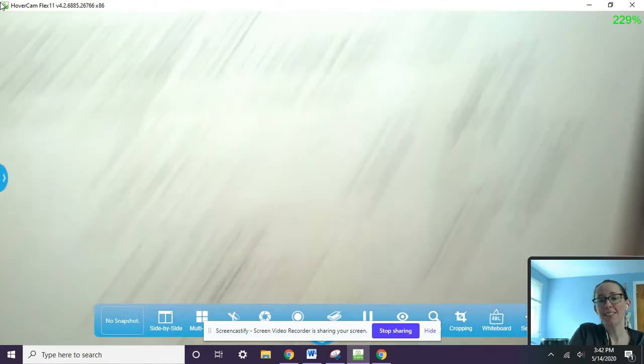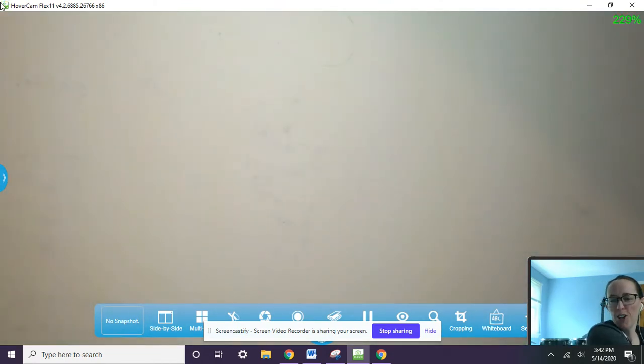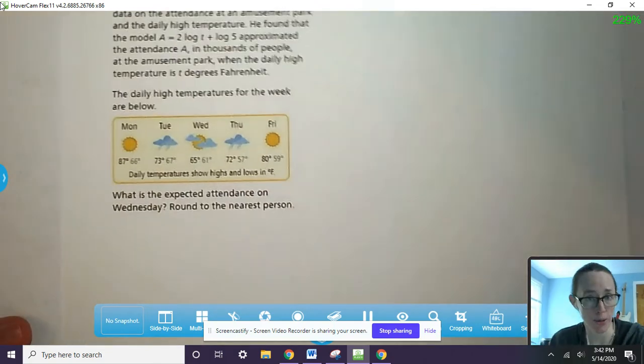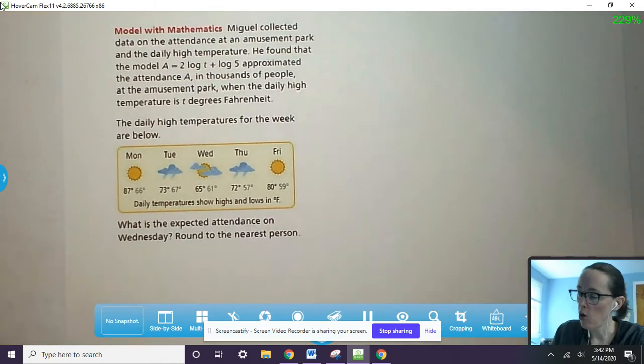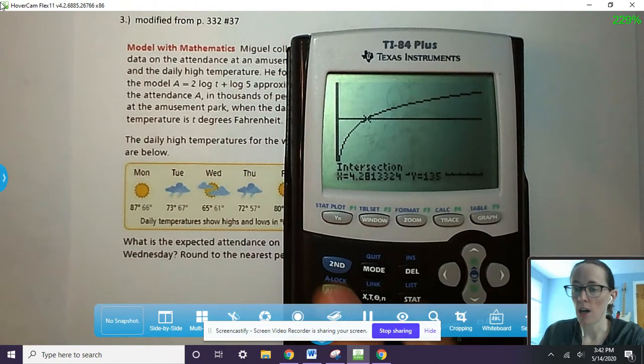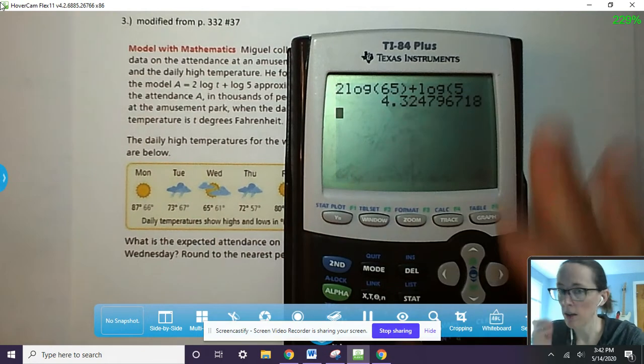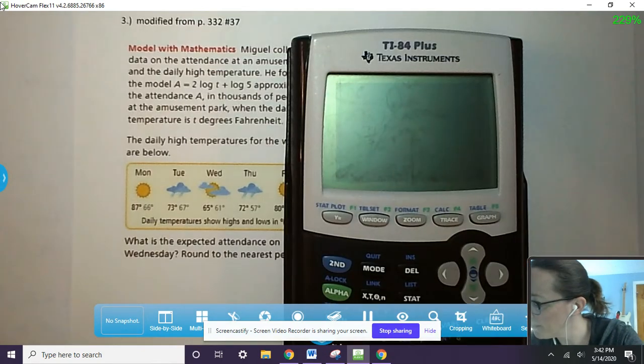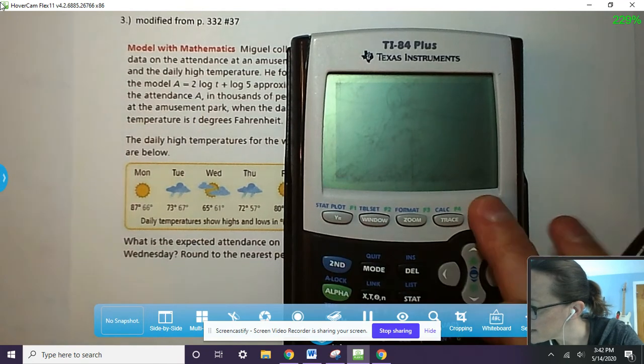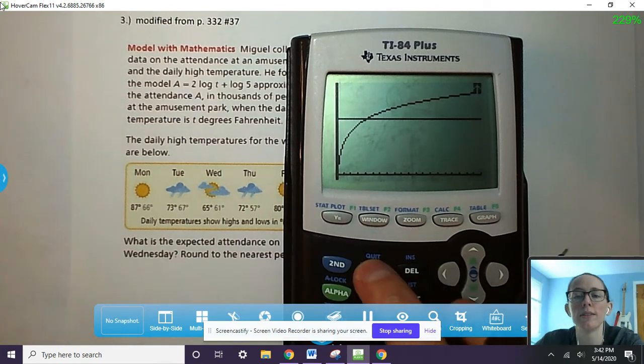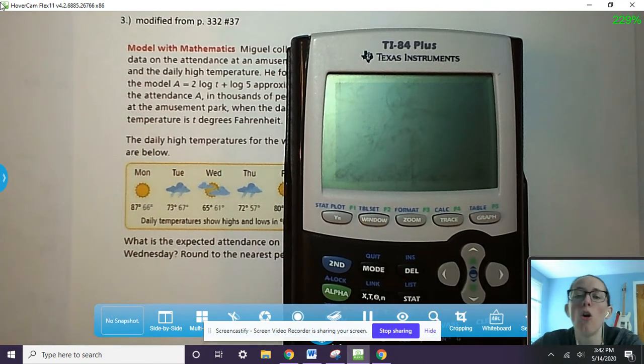And the next one, we could solve by graphing, but we're going to just solve this one using the calculator's home screen. The home screen, by the way, is when you're not in the graph, just the regular screen. So if you're in the graph right now, hit second mode. That will take you to the home screen where you do all your operations.